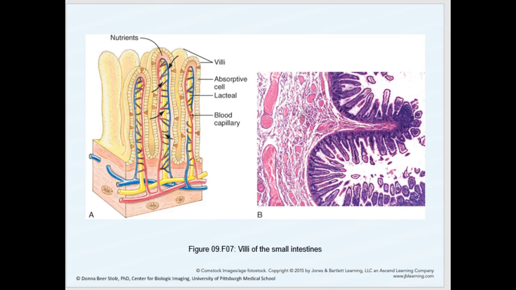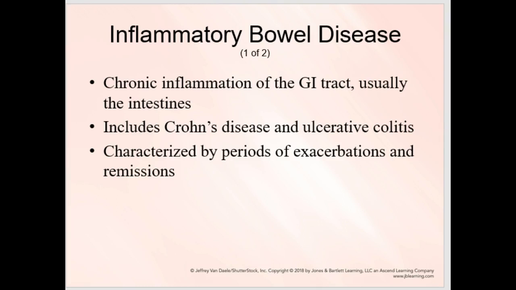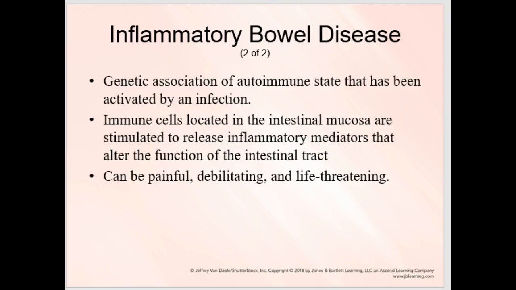Now, moving on to inflammatory bowel diseases. There are two main ones that we're going to talk about, Crohn's disease and ulcerative colitis. These will cause a chronic inflammation in the GI tract because they are inflammatory disorders. They tend to have periods where they have exacerbations, and then they have periods where it remits and they feel better. There is a genetic association with this that triggers their autoimmune response.